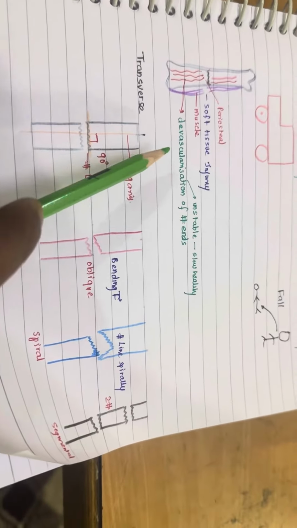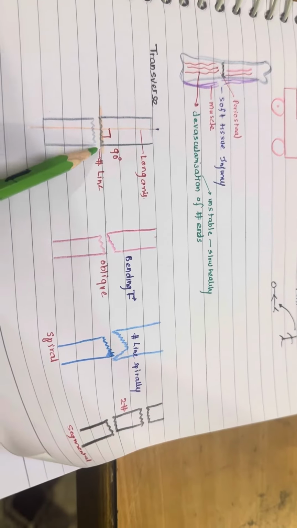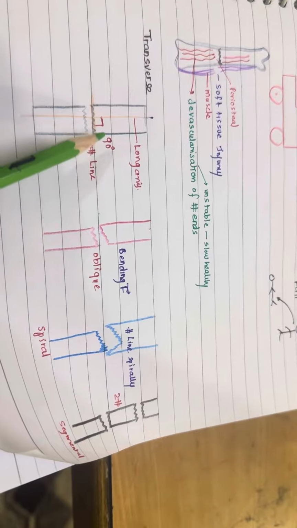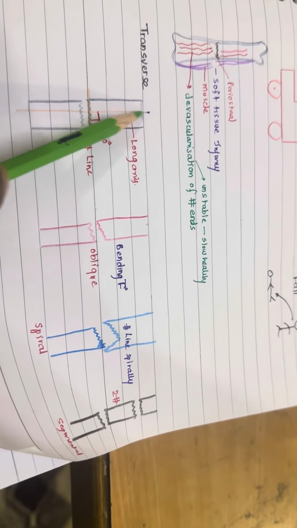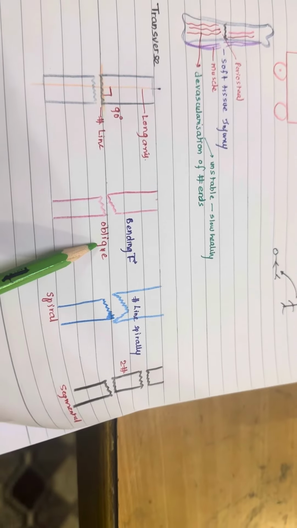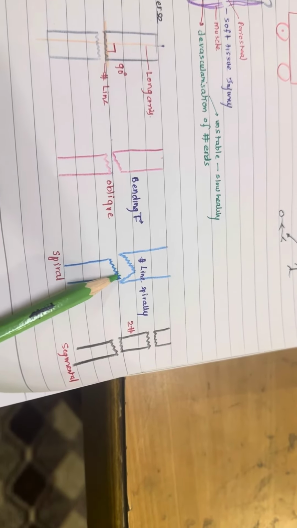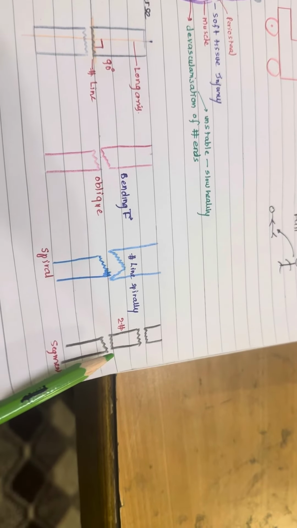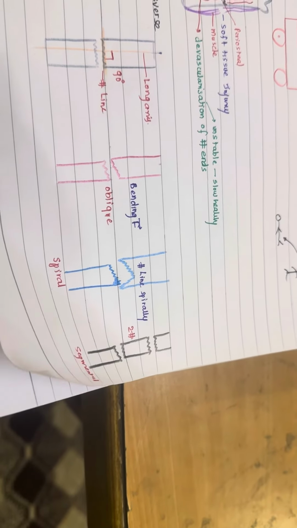Next is about the transverse fracture. This is the fracture line. The fracture line will be perpendicular to the long axis of the bone. A bending force causes an oblique fracture. Spiral shaped is a spiral fracture. Two fractures in one bone is a segmental fracture.